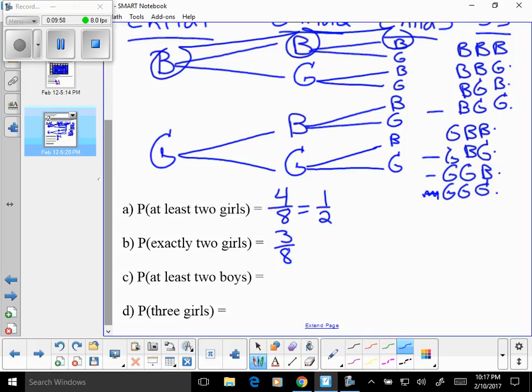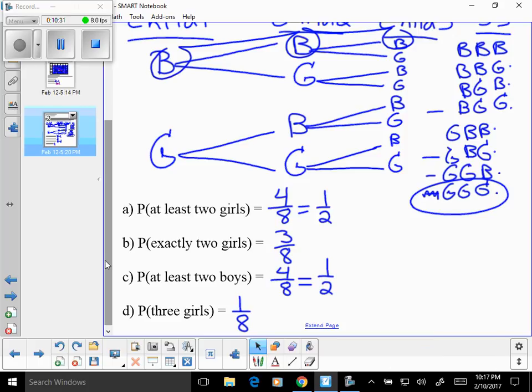My probability of having at least 2 boys is going to be very similar to having 2 girls, because there's 4 places where there are at least 2 B's. So my probability there is 1/2. But what is the probability of having 3 girls? There is only one time in my sample space where I have 3 girls. So that's going to be 1 out of 8. And that concludes Lesson 6-9B on using sample space.